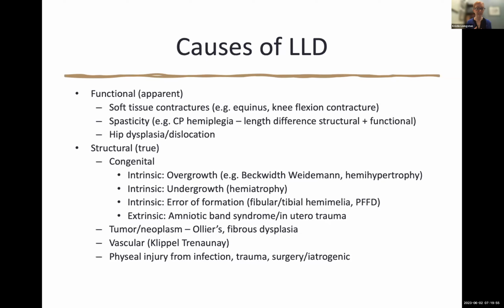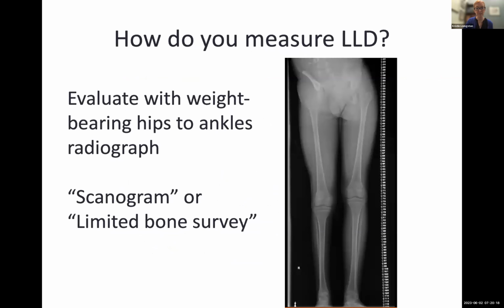vascular abnormalities will often have a significant effect on limb growth. A dramatic case may be Klippel-Trenaunay syndrome, where the leg will be vastly overgrown due to the vascular malformations. And then, of course, physeal injury from infection or trauma; injury to a physis can lead to significant shortening of a limb.